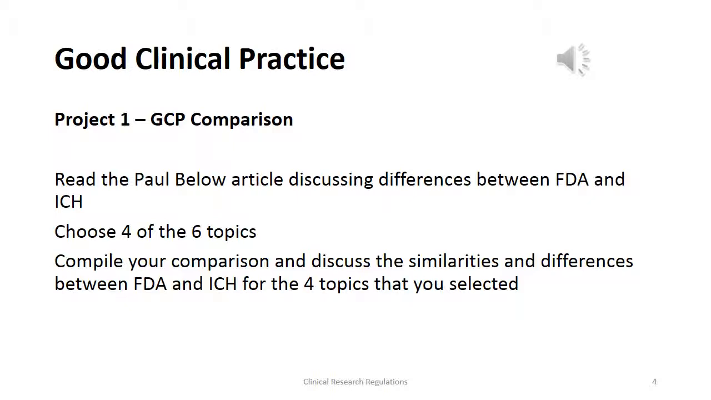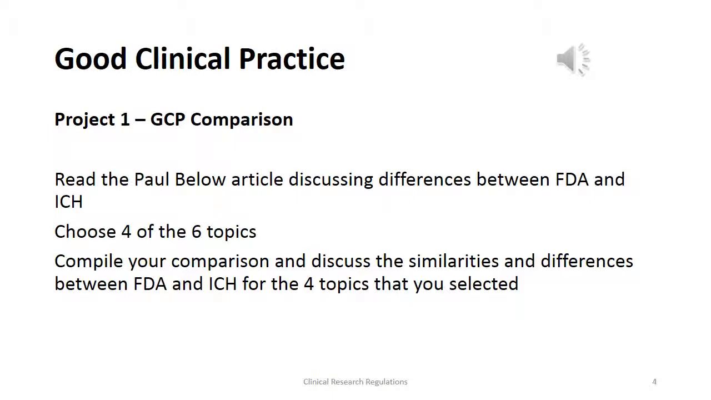So as you go through the readings this week, understand there's no discussion board this week. Instead, I'd like for you to get started on Project 1, which is going to be your comparison of GCP requirements between the FDA and ICH. There are 6 topics that are contained in the project. I'd like you to choose 4 of them and work to illustrate and discuss the comparison of similarities and differences on those specific 4 topics that you chose.